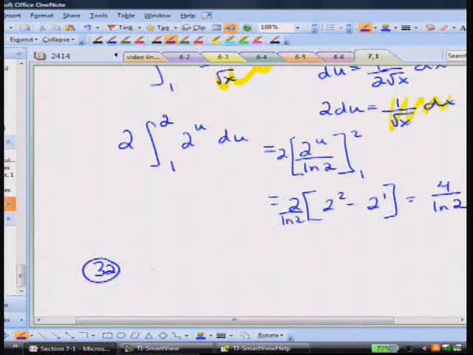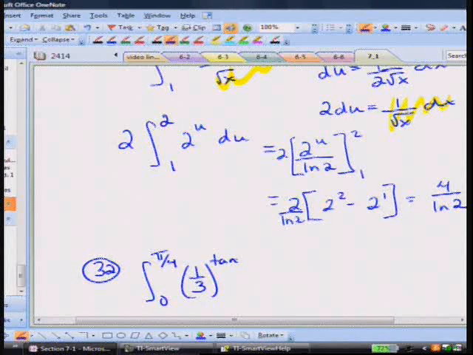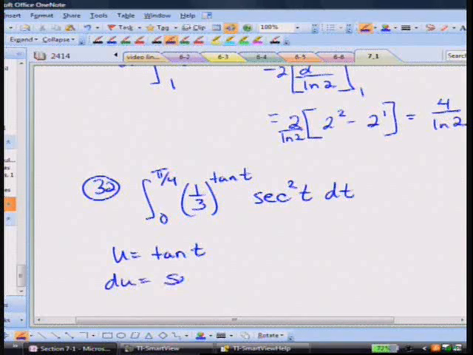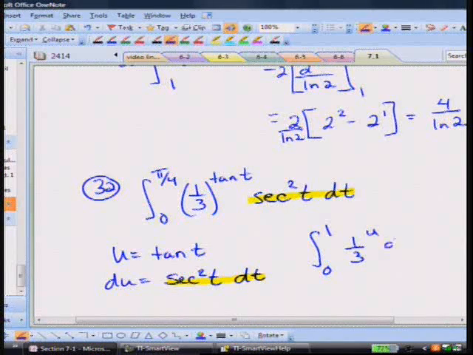So it's the integral from 0 to pi over 4 of 1/3 to the tangent of t secant squared t dt. So if you let u equal the tangent of t, du is secant squared t dt. So you're good to go right there. You've got exactly what you need to replace. I'm going to go ahead and change my limits of integration. The tangent of 0 is 0 because that's sine 0 over cosine 0, which is 0 over 1. The tangent of pi over 4 is 1. So this is the integral from 0 to 1 of 1/3 to the u du.